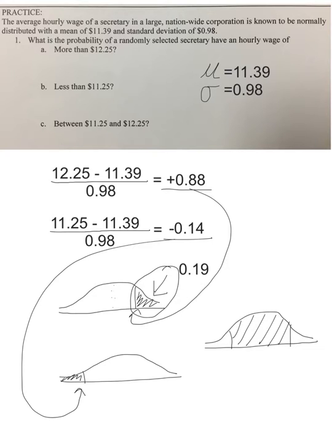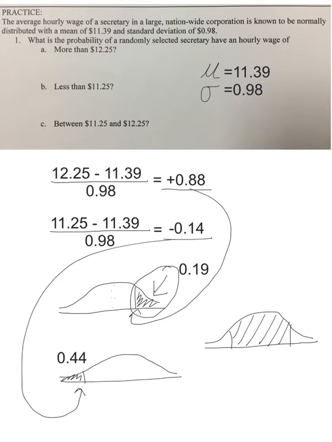Well, I'm going to do the same thing for those secretaries that earn less than $11.25. We found our standard score to be negative 0.14. We go to put that in, but we're looking for less than, so our minimum is going to be negative infinity. Our maximum is going to be the negative 0.14 standard score. When I put all that in, I'm going to end up with an area, or a probability, of about 0.44, which tells us that the probability of a secretary earning less than $11.25 is about 0.44.